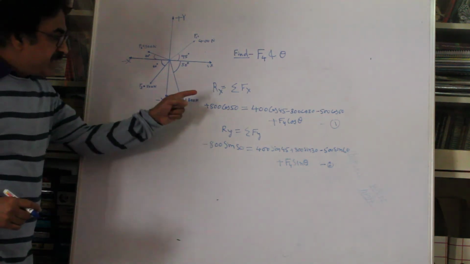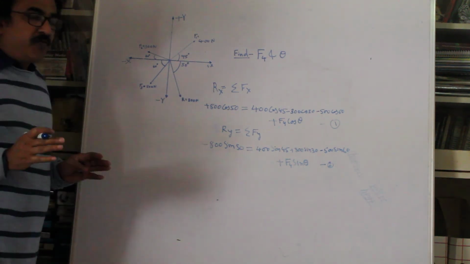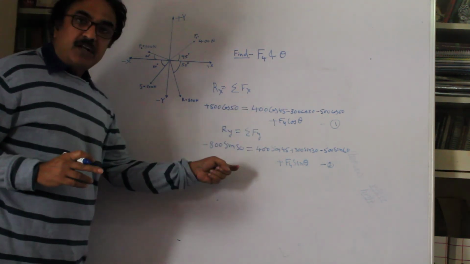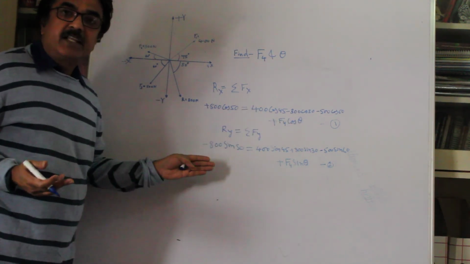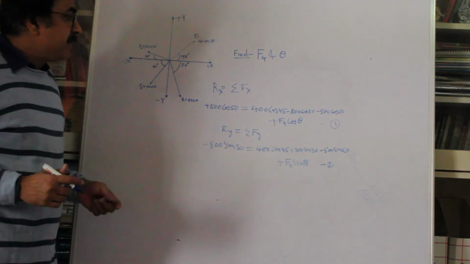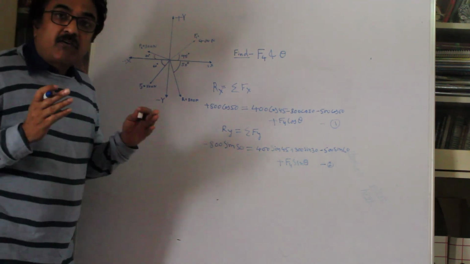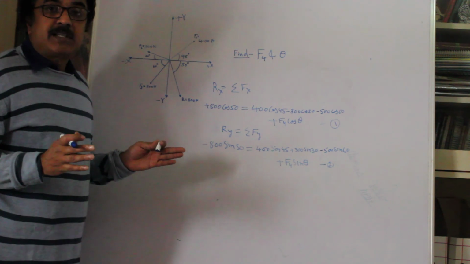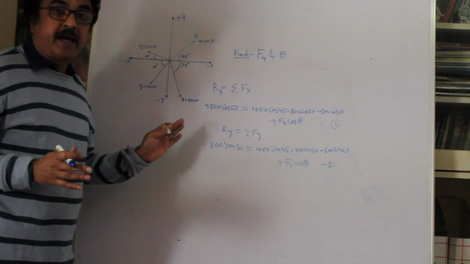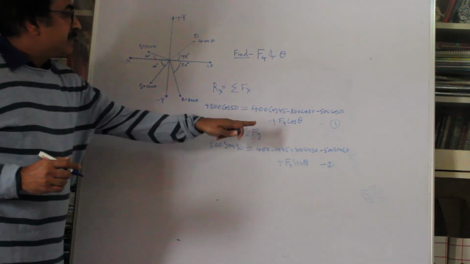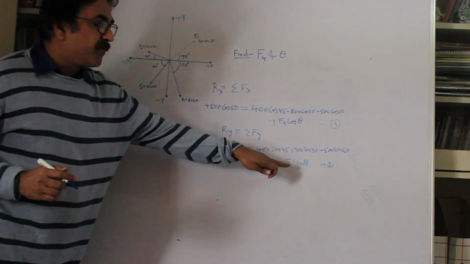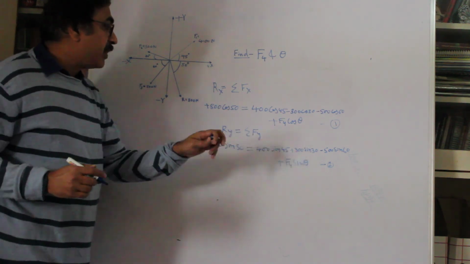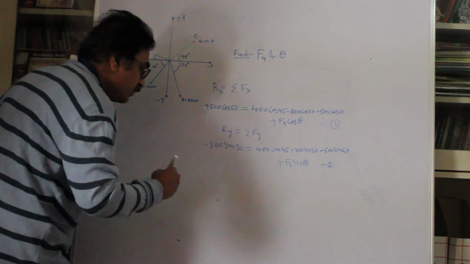Now from these two equations, we want to find out two unknowns. Here, two equations, two unknowns. You can find out F4 and theta by solving these two equations simultaneously. But also let's find out in which quadrant this force lies, because we would like to show that on the diagram. To find out that, just find out the value of F4 cos theta from equation number 1, and the value of F4 sin theta from equation number 2. And I am just writing those values here.